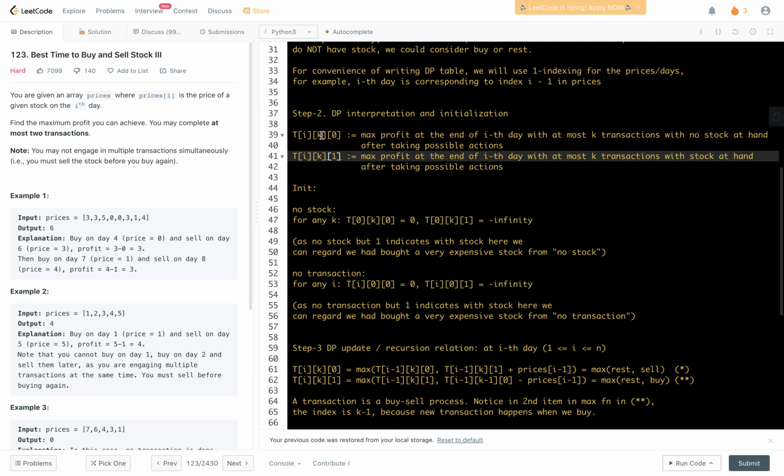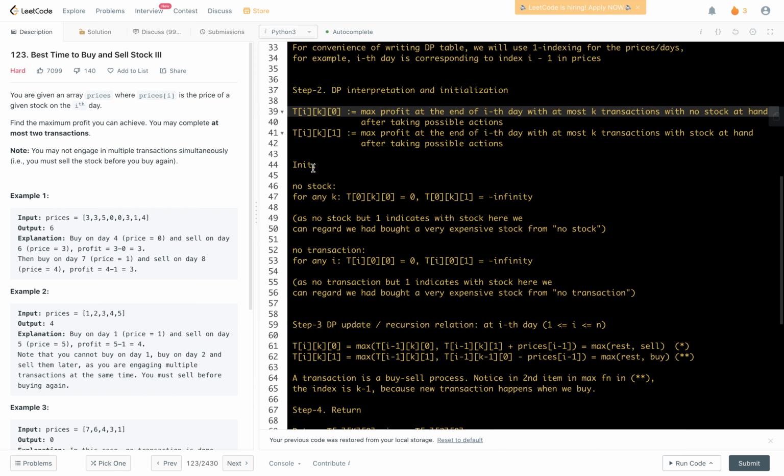So T[i][k][0] means the maximum profit at the end of the ith day with at most k transactions and with no stock at hand after taking possible actions. The interpretation for T[i][k][1] is the maximum profit at the end of the ith day with at most k transactions and with stock at hand after taking possible actions. So this is the DP interpretation.